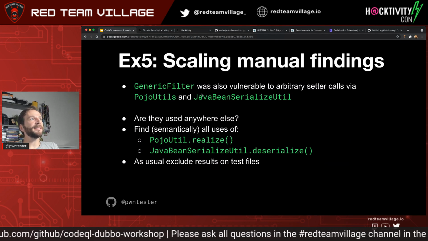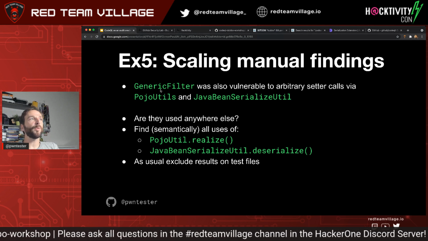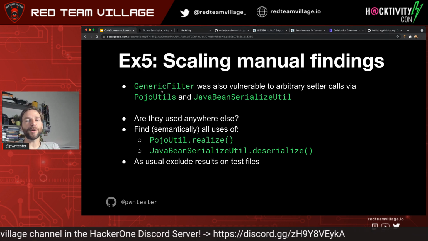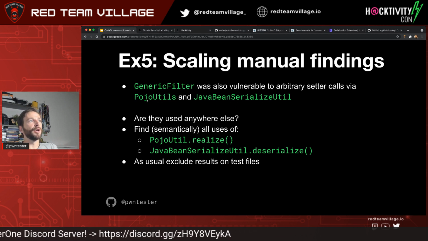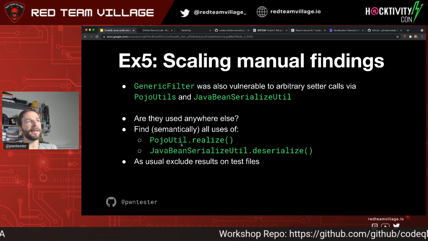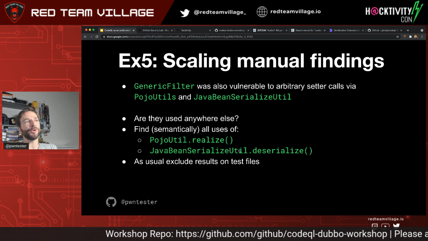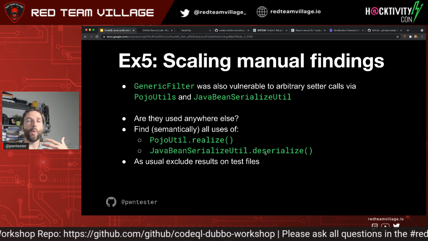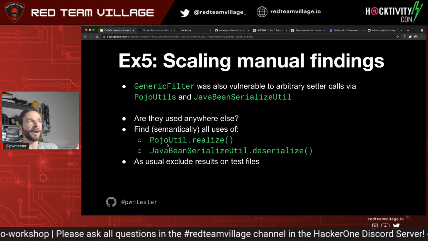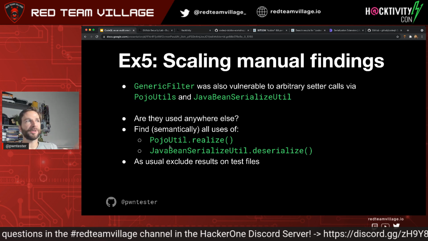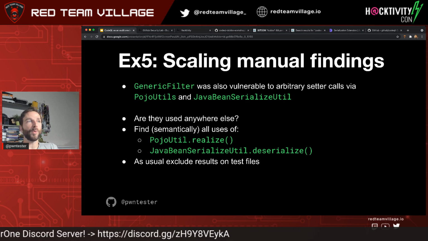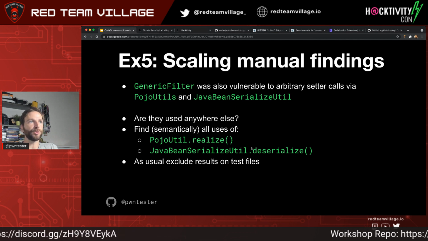When analyzing the results of the previous exercise, we saw that there were not just Java native deserializations, but also some ways of getting arbitrary code execution through arbitrary setter invocation. Those were identified by calling the realize method in the PojoUtils class and the deserialize method in the JavaBeanSerializeUtil. And again, we wanted to know where else those methods were called, because these are not third-party library methods, those are Dubbo methods. So maybe these are used somewhere else within the Dubbo code base and invoked using untrusted data. We want to know if we can also get remote code execution through these two different vectors.